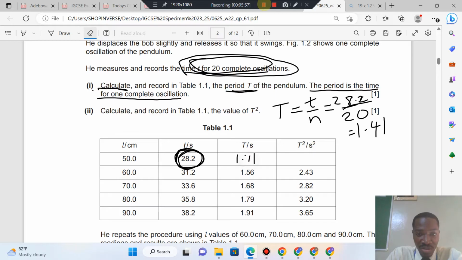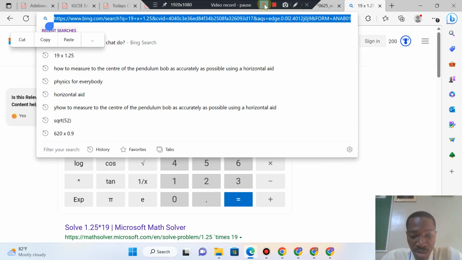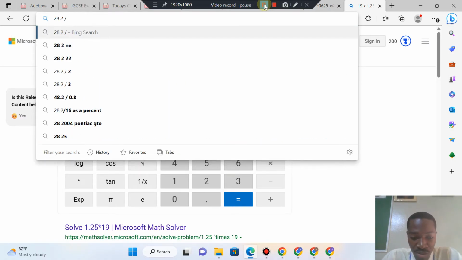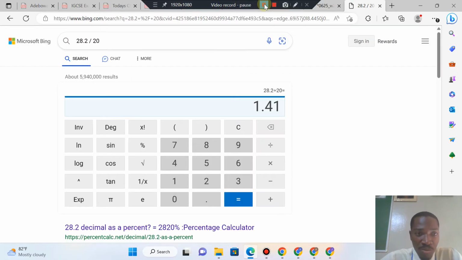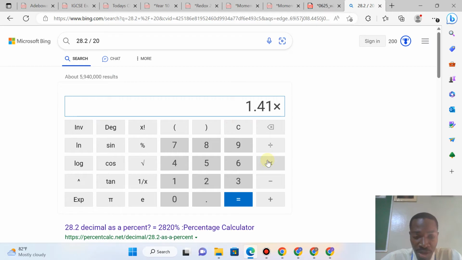Let me fix this. So now you do 1.41 squared. You open your calculator and you type 1.41 squared. Let me confirm this. 28.2 divided by 20, we get 1.41. Okay, good. So that 1.41, you have to multiply it by 1.41.